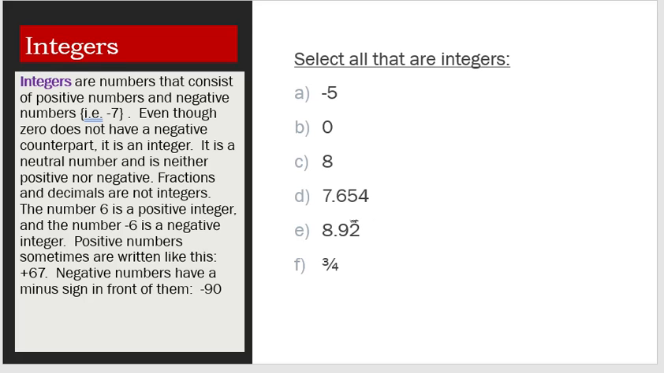Positive numbers sometimes are written like this, +67. Negative numbers have a minus sign in front of them, -90.